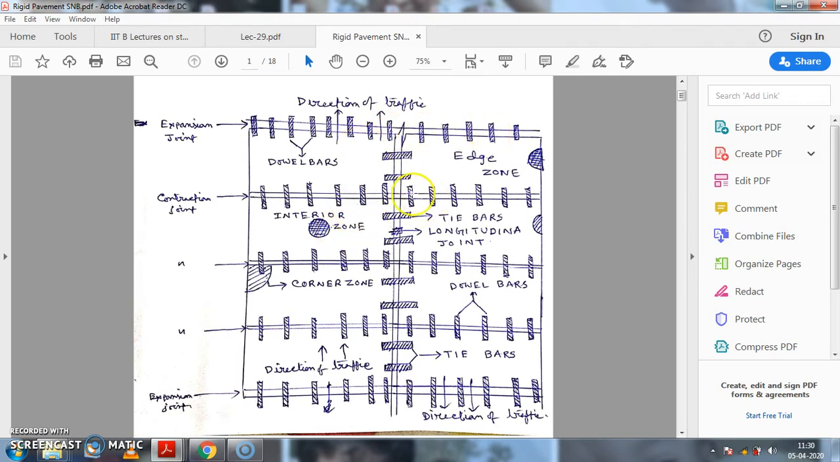And same as contraction joint, when the temperature is lower, or we can say in a winter season, mainly steel tries to contract. So we have to leave sufficient space to contract. Otherwise, we can see the crack over here. This zone will be under crack. Clear?